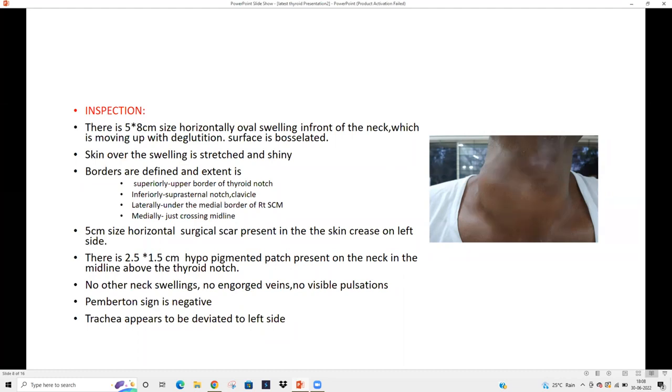What was the previous histology? The patient has already undergone a hemithyroidectomy. So what was the histology at that time? Histology reports are not there, madam, because it was operated very long back, 25 years back. The only thing is, from the history and examination, we came to know that it is a thyroid operated case.